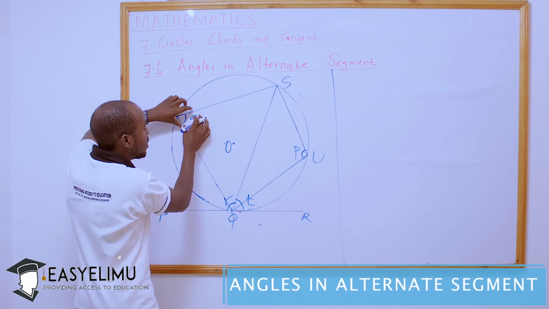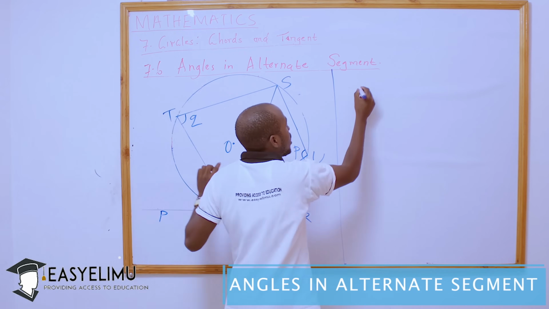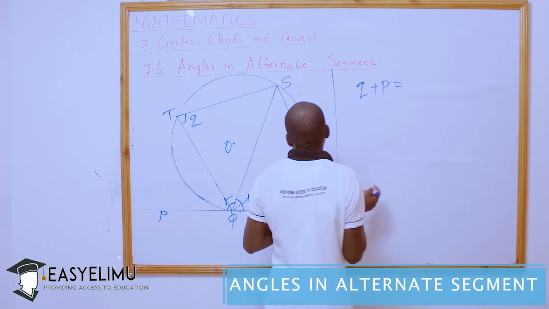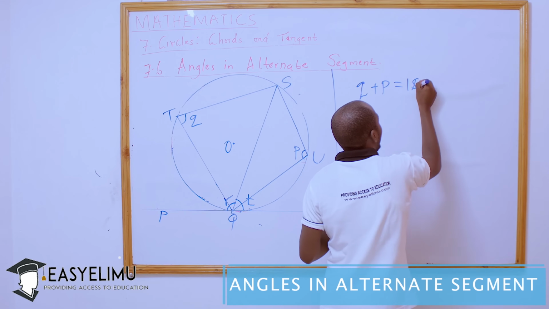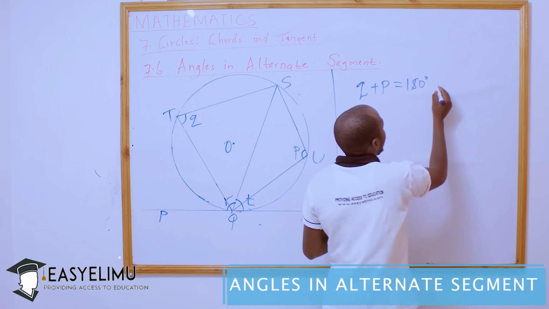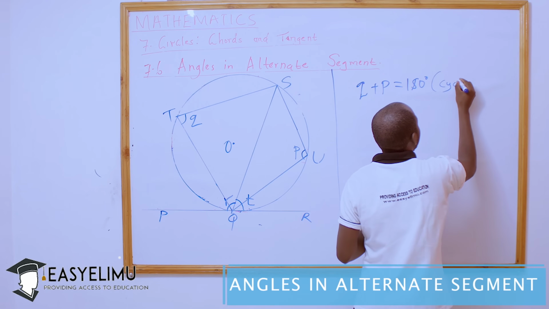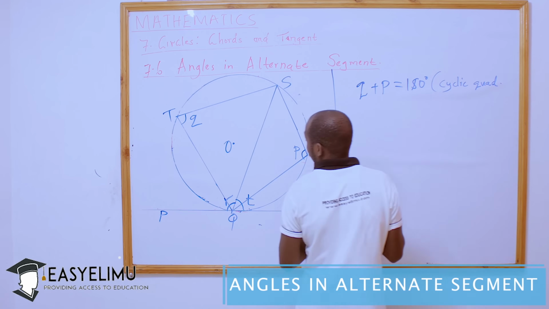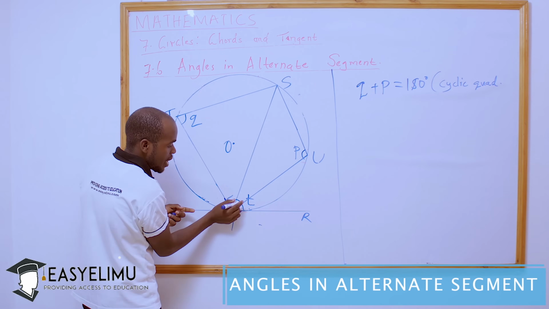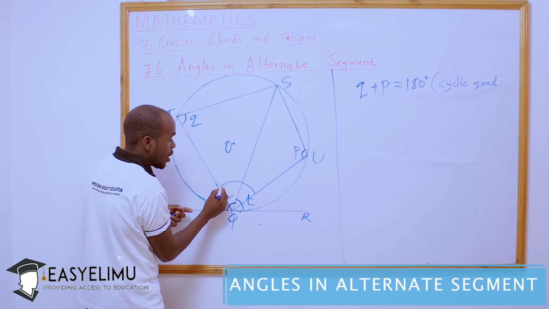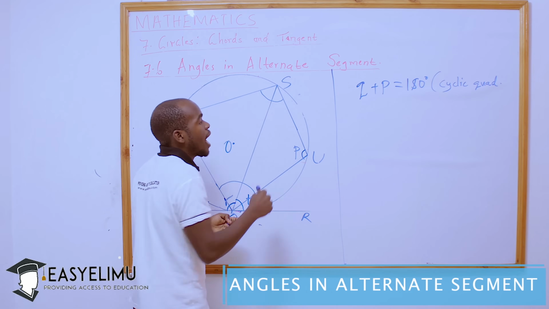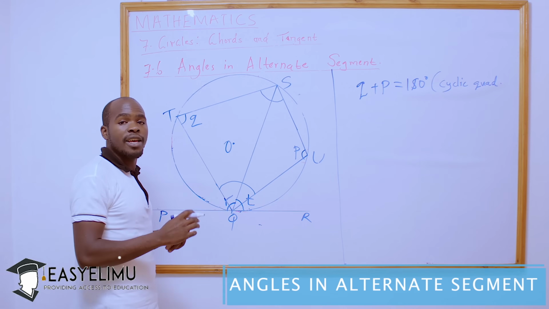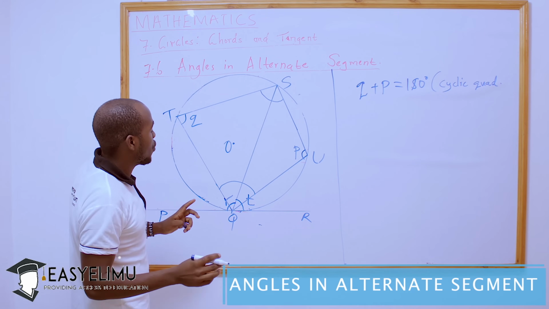So if you take Q plus P, the angles, if you add the two, you will get 180 degrees. These are angles in a cyclic quadrilateral. The same applies to the angle here. If you take this angle and this angle here, they should add up to 180 degrees, the reason being they are in a cyclic quadrilateral. So that is how we determine them.